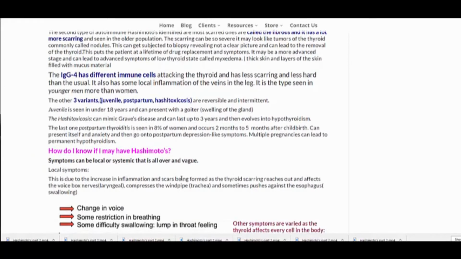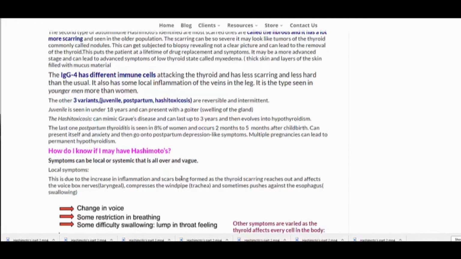Now, IgG4 is a different type of Hashimoto's. There are some cells called lymphocytes in regular Hashimoto's. In IgG4, you have plasma cells. It's a different type of cells that attack the thyroid. And there's less scarring. It's less hard than usual. There's some local inflammation of the veins of the legs, so a phlebitis can be seen along with this form of thyroiditis. It's most commonly seen in men rather than women, 3:1. So this is one of the Hashimoto's seen particularly in men.